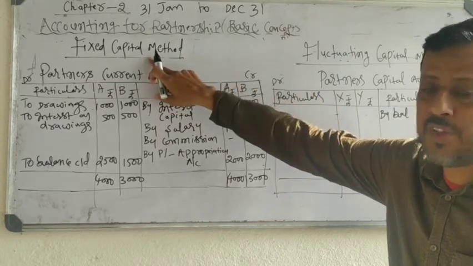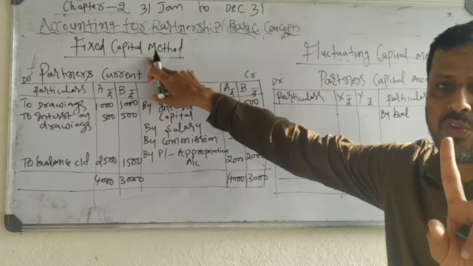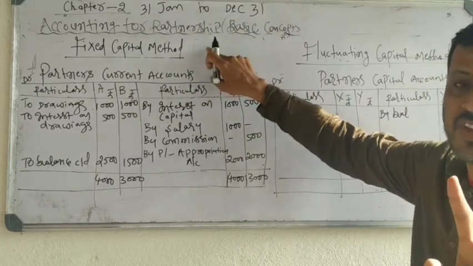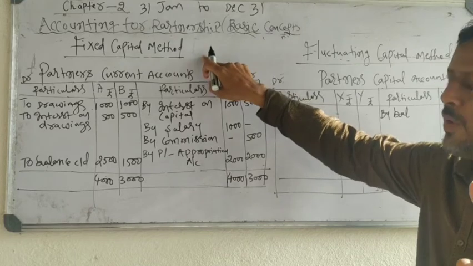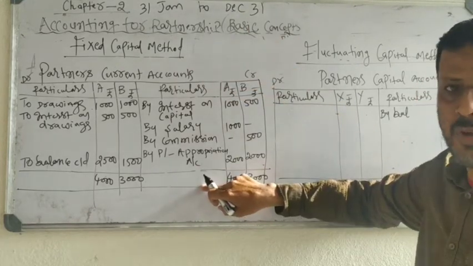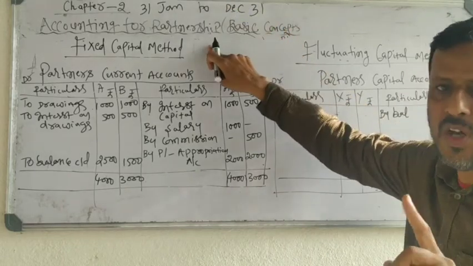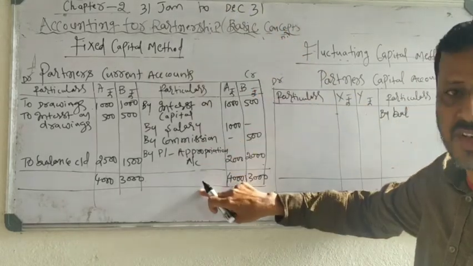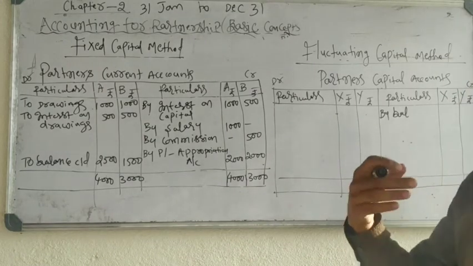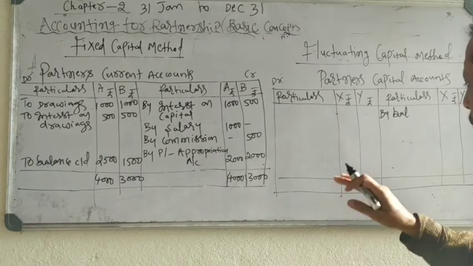Capital you will record in another account, partner's capital account. Under fixed capital method, two accounts you have to maintain: partner's capital account and partner's current account. Capital balance is recorded in partner's capital account. All other adjustments are recorded in partner's current accounts. Under fluctuating capital method, both capital balance and other adjustments were recorded in one account.